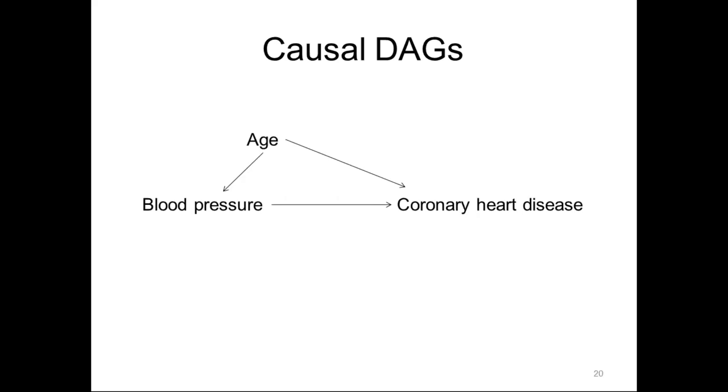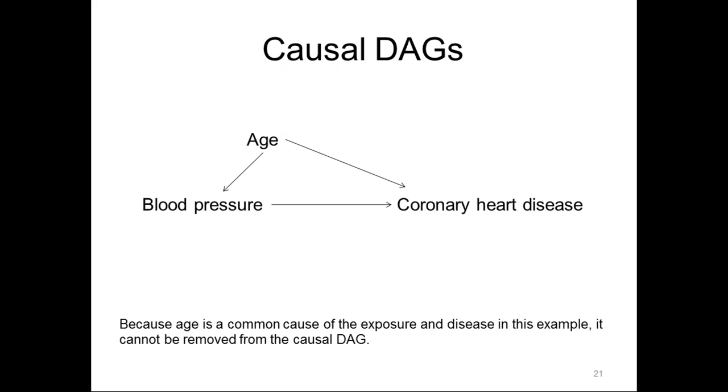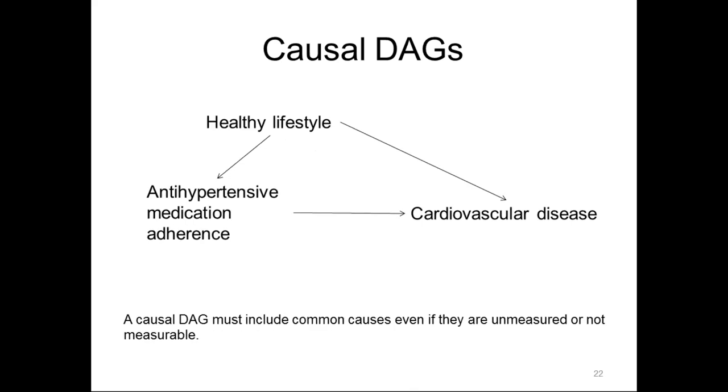On the other hand, if we're looking at the relationship between blood pressure and coronary heart disease, we need age on this DAG, because age is a major risk factor for coronary heart disease, and age is a major risk factor for blood pressure increasing. As people age, the blood pressure, the systolic at least, tends to increase. So we need age on this DAG, because it is a common cause of our exposure, blood pressure, and our outcome, coronary heart disease. We have to have the common causes, even if they're unmeasured or not measurable.